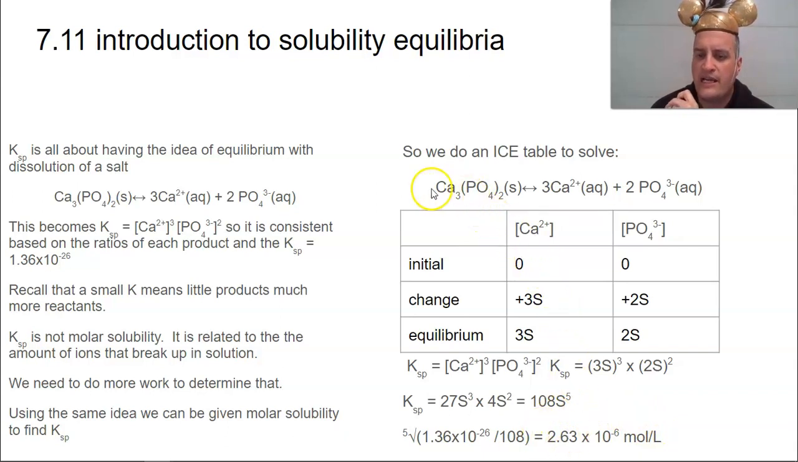So 2.63 moles of this will dissolve, giving me 3 times that value here, 2 times that value here. Those are going to be equal to our Ksp. That's how we're able to solve for solubility in this case.